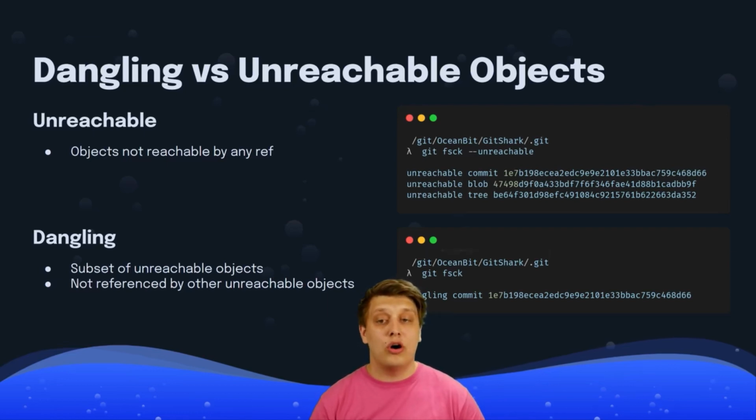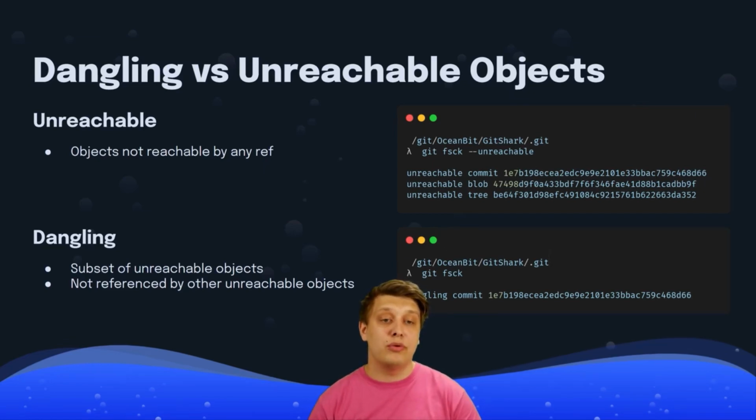Unreachable objects are objects that are not reachable by any ref. So this means that the tree, blob, and commit objects that are shown on the side are not part of any ref, not part of a branch or tag or anything like that. Dangling objects are a subset of unreachable objects with one additional stipulation. They may not be referenced by other unreachable objects.